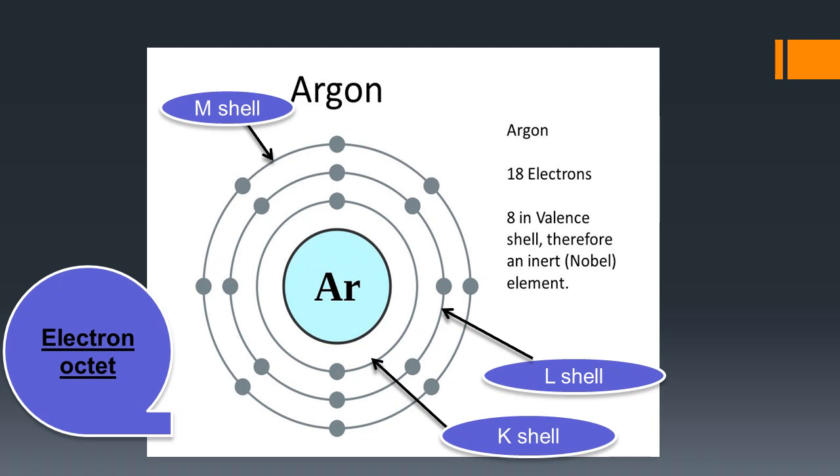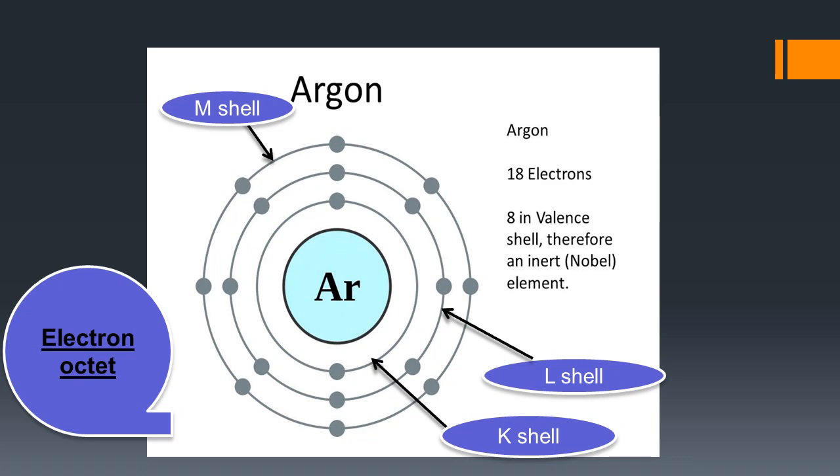The electron capacity of the M shell is 18. However, in argon there are only 8 electrons in the valence shell M. It means that there are 8 electrons in the valence shell of an inert gas. That's why argon is also called an electron octet. Why? Because 8 electrons are present in its last shell. From this, it is understood that the valency is 0. That means they cannot combine with any other element to form a new compound or molecule.